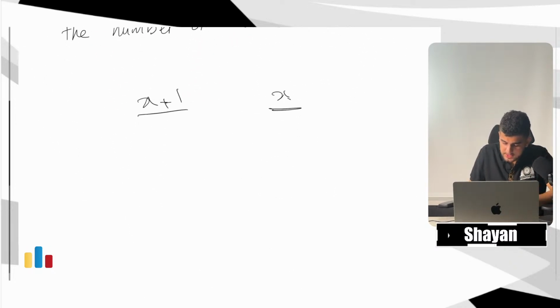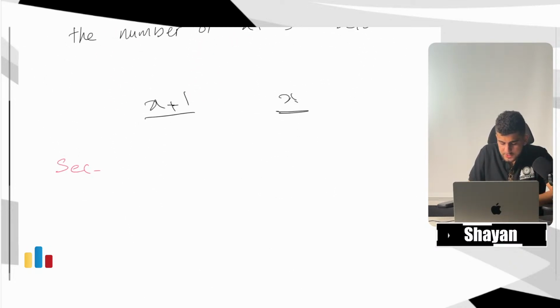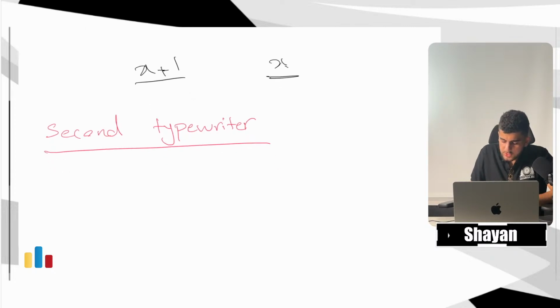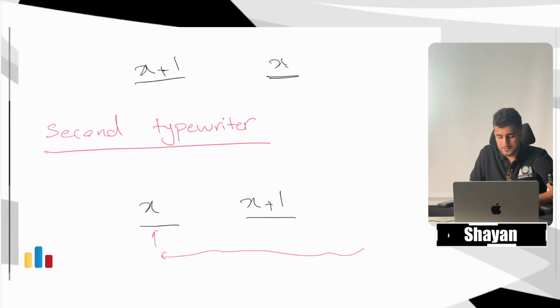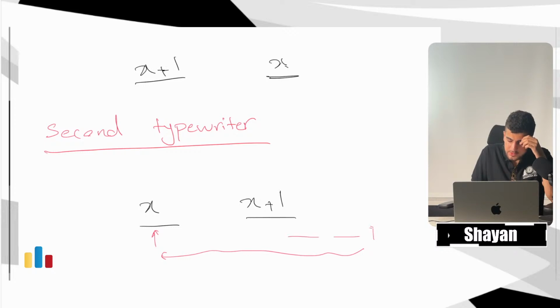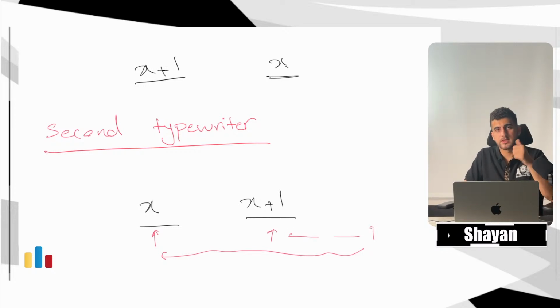Now let's talk about the second pointer. For the second typewriter, that is also the same. You need to find the number of x's for which x plus 1 is after x. Then you need to move your pointer to here to write x, and the next time when you want to write x plus 1, you need to return it to the beginning and move it back again to where x plus 1 is and write it there.